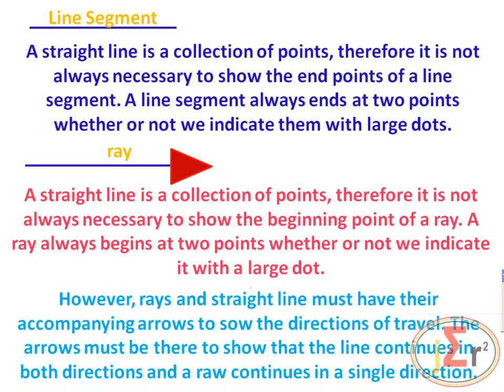However, a ray and a straight line must have their accompanying arrows. This one cannot be a ray without the arrow here. And the straight line cannot be a line unless the arrows are at both ends. So although we do not have to use the enlarged dots to show the beginning or end points, we are sure that if we have a ray and a straight line, we must have their accompanying arrows to show the directions of travel. The arrows must be there to show that the line continues in both directions and a ray continues in a single direction.